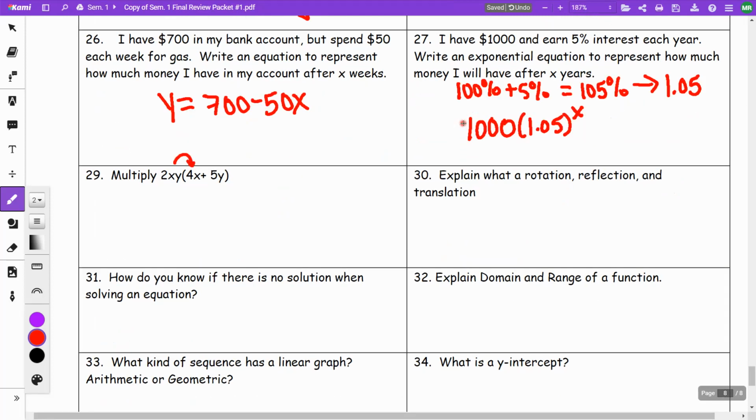I'm going to distribute. A 2xy times a 5x is a 10x squared y. A 2xy times a 5y is a 10xy squared.